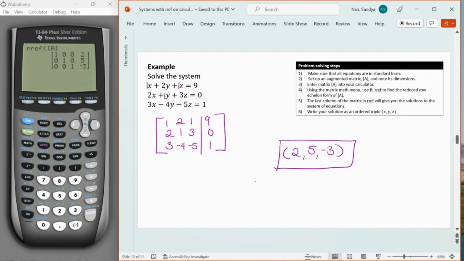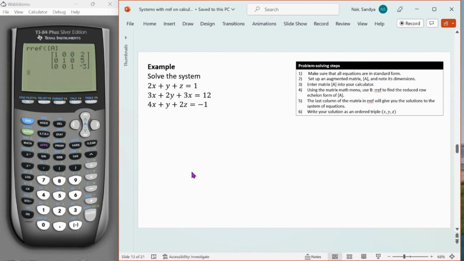All right, so let's practice with another example. So here we have this system of equations. So once again, I'm going to go ahead and add in my coefficients of 1 for my variables that don't have coefficients. And let's write out the augmented matrix. So we have 2, 1, 1, and then 1. And we have 3, 2, 3, and 12, 4, 1, 2, and -1.